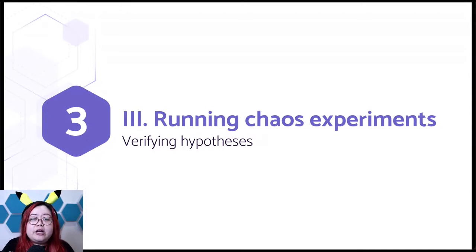Step 3 is running the chaos experiments. This step is where hypotheses are proven to be true or false. It's not a failure, and that's one difference between chaos experiments and testing, right? Because in testing, a test passes or fails, and a failure might give a negative connotation. But sometimes it's a good thing when a test fails, because then you have something to go on. You have something that you can improve.